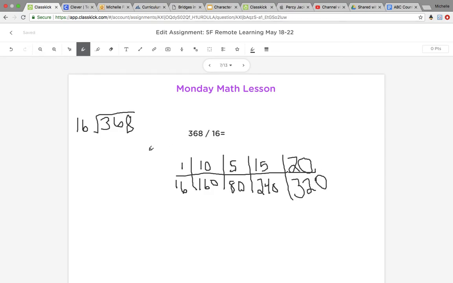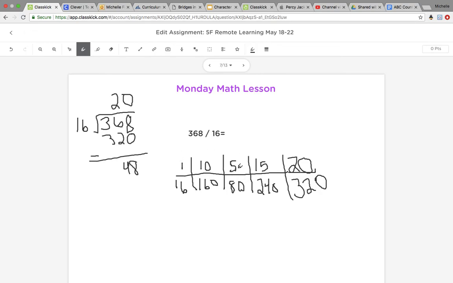So let's start working over on the side. So 16 goes into 368 at least 20 times, because 20 times 16 is 320. So now I'm going to subtract and I'm going to get 48. Now 48 is a smaller number, so I could keep adding 16.